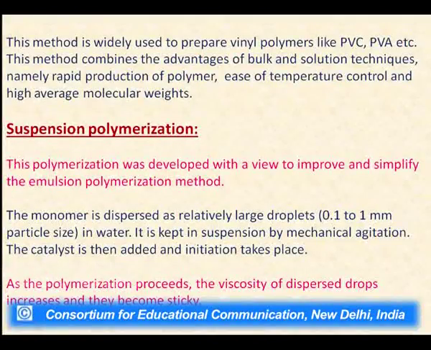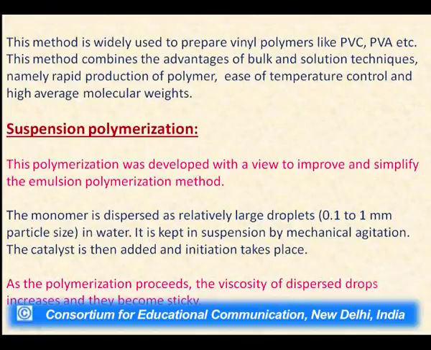This method combines the advantages of bulk and the solution techniques, namely rapid production of polymer, ease of temperature control and high average molecular weight. So, this rapid production of polymer, ease of temperature control and high average molecular weight, these advantages are only in the emulsion polymerization. Then comes suspension polymerization.